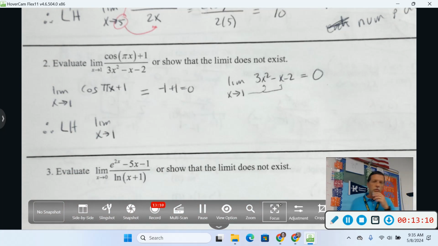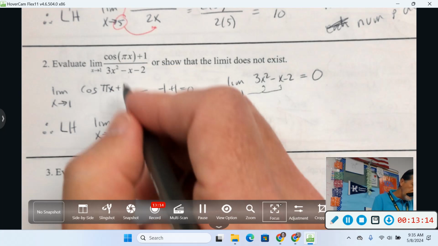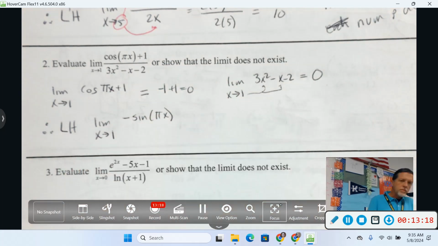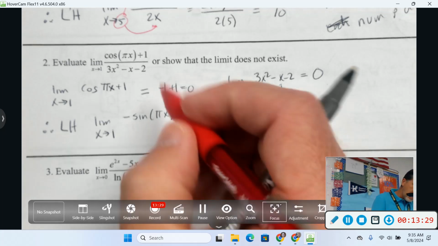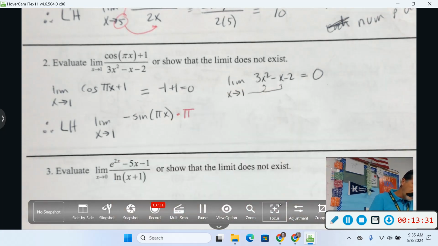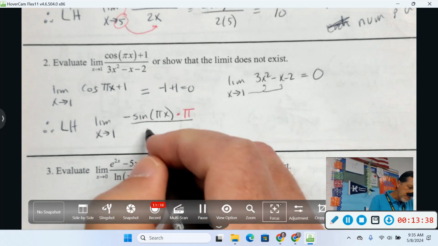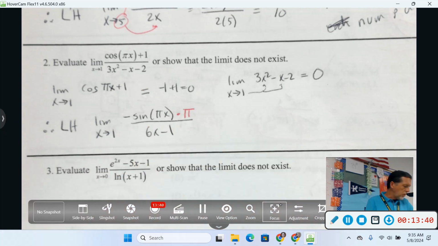So let's take a derivative of the top. Derivative of cosine is negative sine. But that's not all. What else do I need? Not quotient rule, chain rule, yes. So chain rule gives me times pi, because I have to take the derivative of pi x. And then derivative of the bottom, 6x minus 1.